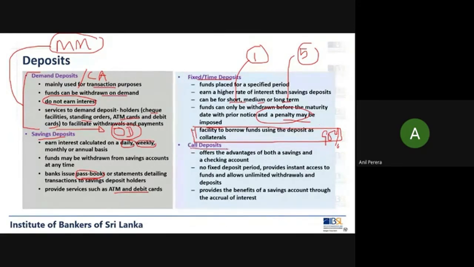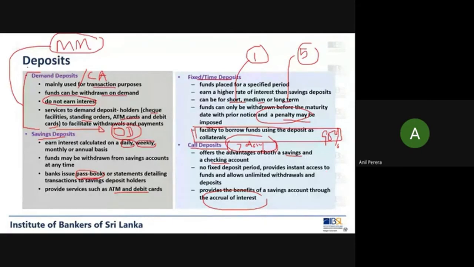Call deposits are also there. It's like both a savings and checking account. Call deposits are mostly 7-day deposits. I think even in Sri Lanka we have some small amount of call deposits. There's no fixed deposit period, but mostly in Sri Lanka I have seen 7-day deposits, and they provide instant access to funds like a demand deposit, with unlimited withdrawals and deposits. You also get some interest based on the period the money is left in the account, some accrued interest on the call deposit as well.